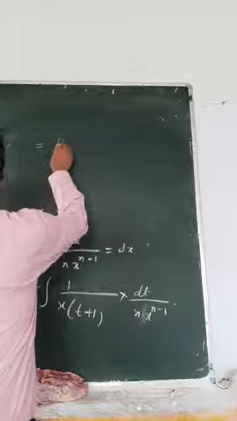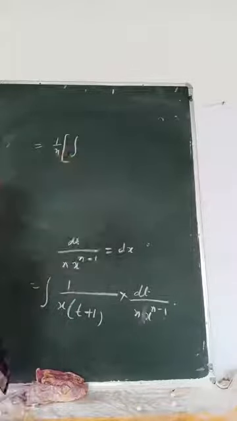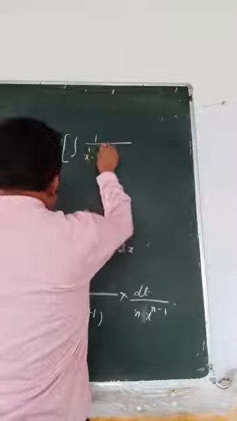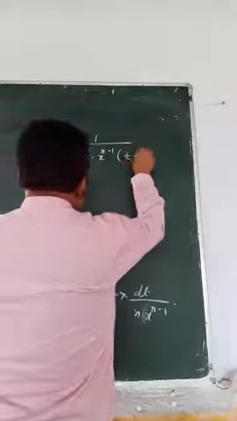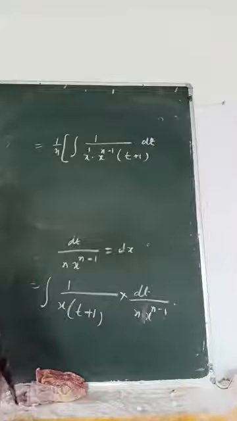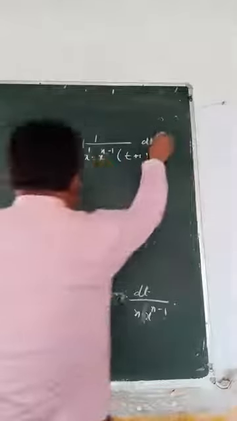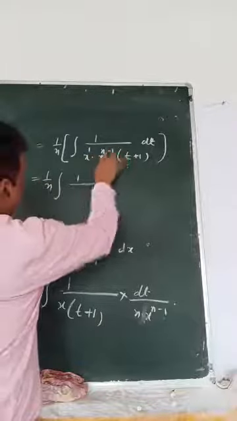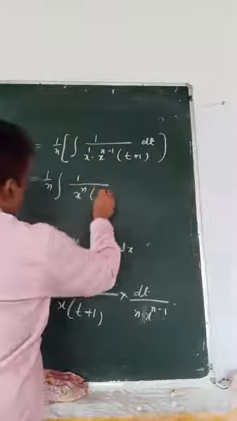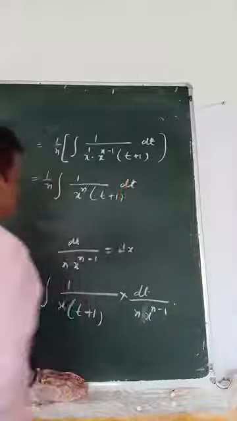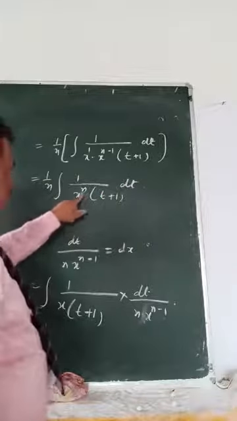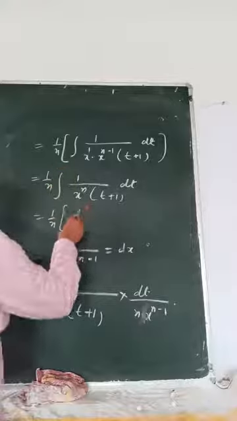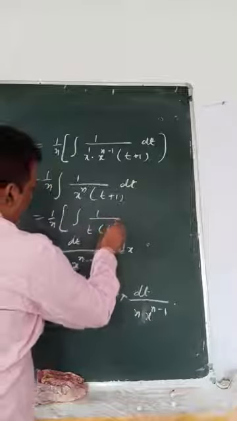So that will be 1 by n outside, integration of 1 by x into x to the power n minus 1 into t plus 1 dt. So 1 by n, this power is added, which means x to the power n into t plus 1 dt. Now x to the power n is t. So 1 by n, integration of 1 by t into t plus 1.